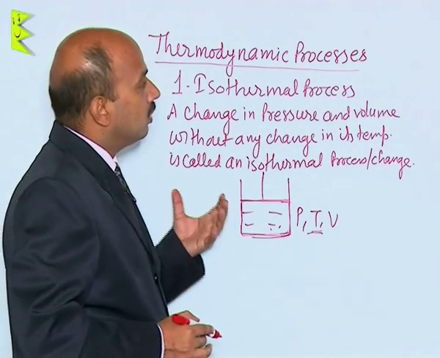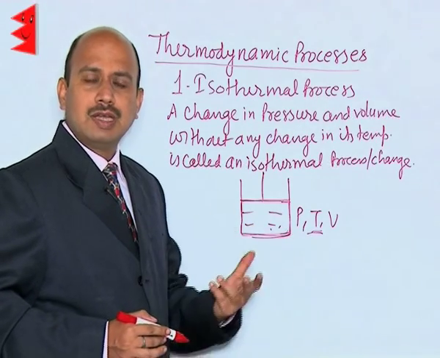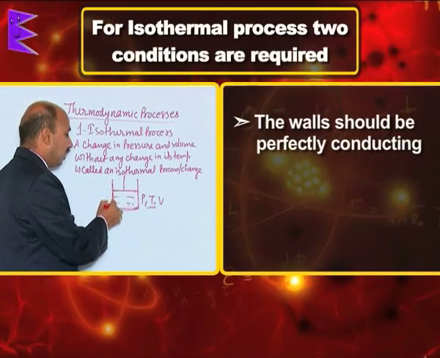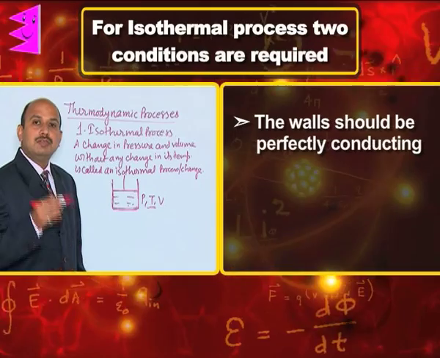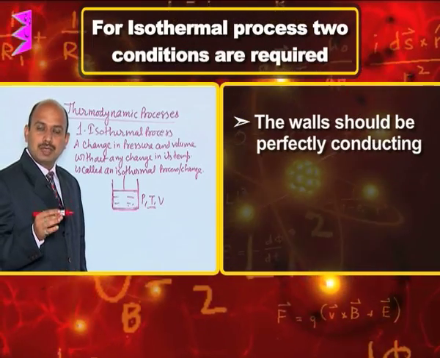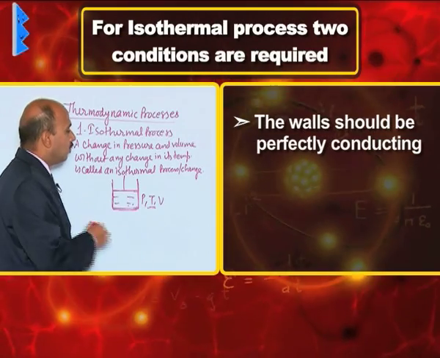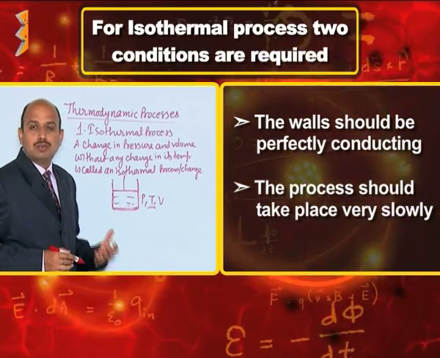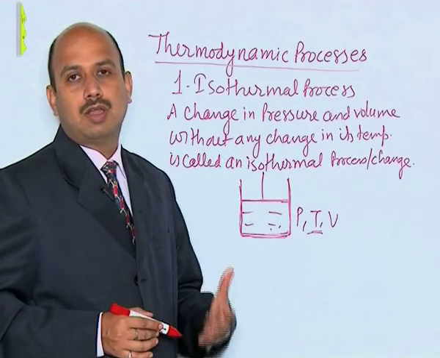For an isothermal change to take place, two conditions are required. One is that the walls of the cylinder must be perfectly conducting. It means there should be transfer of heat between the system and the surrounding. And the second is that the process should take place very slowly, so that there is enough time to exchange heat between the system and surrounding.